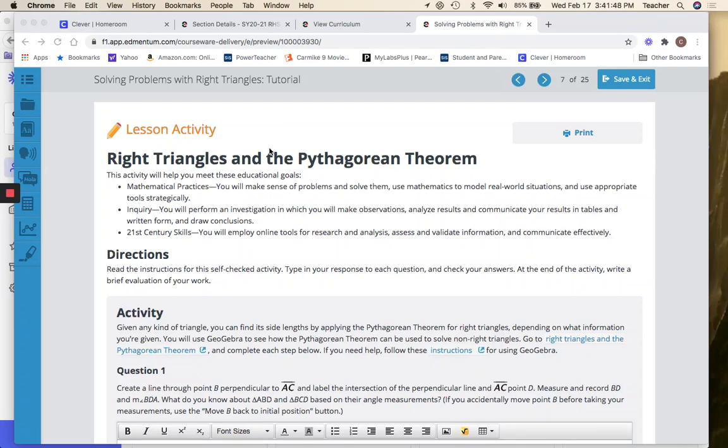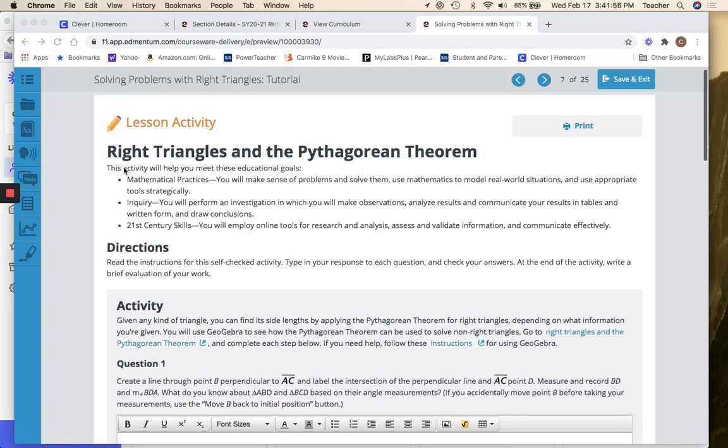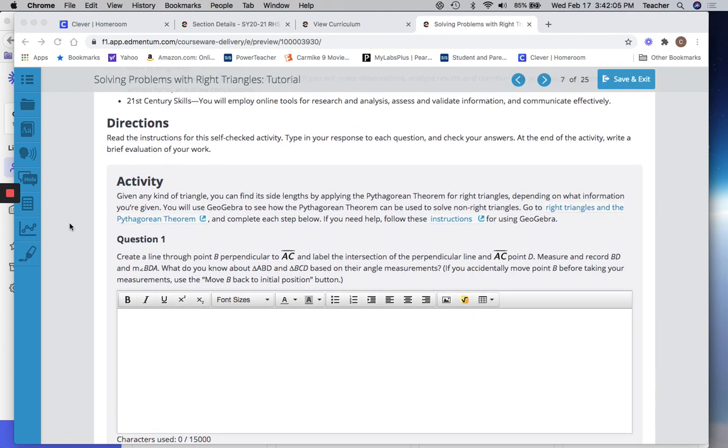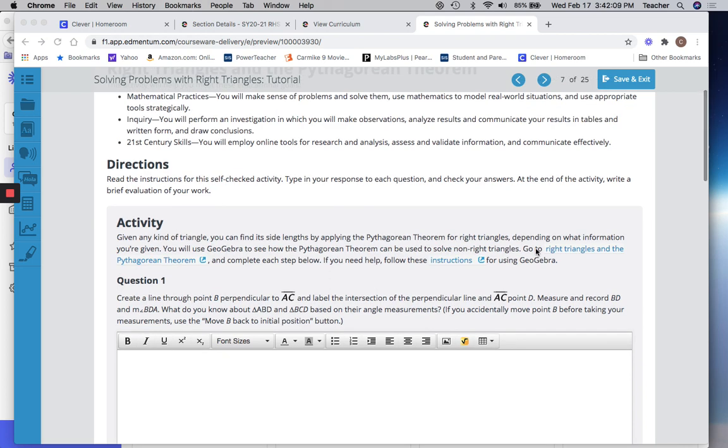All right, you guys, so we are in the next lesson, which is solving problems with right triangles. This is slide number 7. So it says right triangles, Pythagorean theorem. Well, we talked about the Pythagorean theorem. That's a squared plus b squared equals c squared. So I have a feeling that we're going to be solving something like that. So let's get into it.